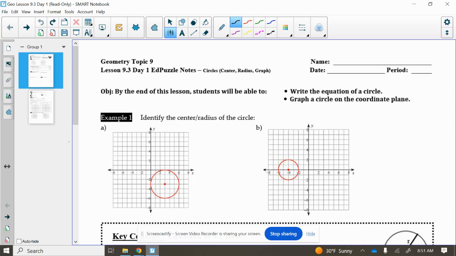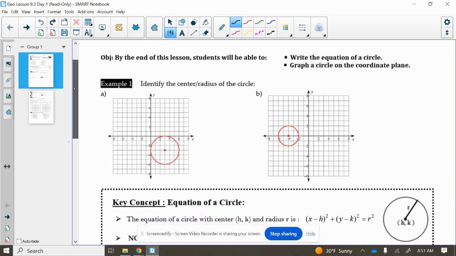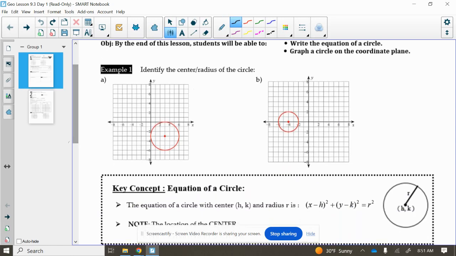We are going to talk about lesson 9.3, part 1, where we are talking about the beginnings of our circles and their equations. So if we look at example 1, we see a circle graph for us in example A. If we want to identify the center, it is going to be that point directly in the middle of our circle. In this case, it is located at (3, -3).